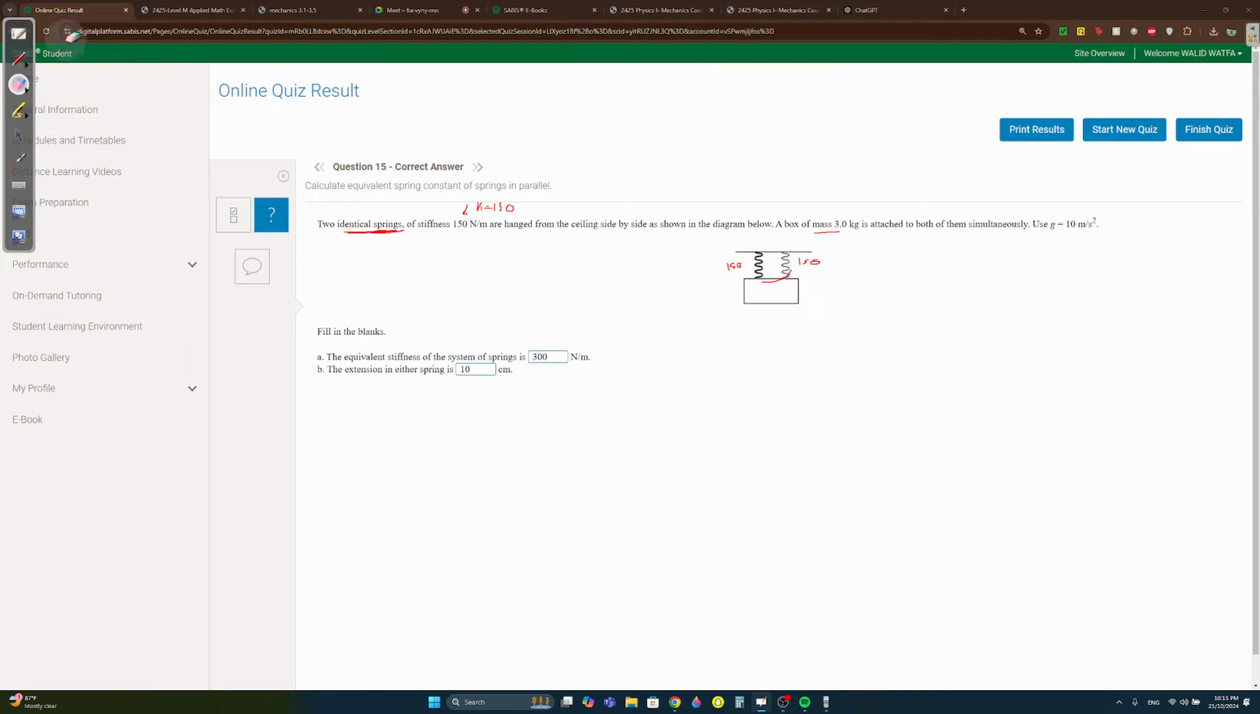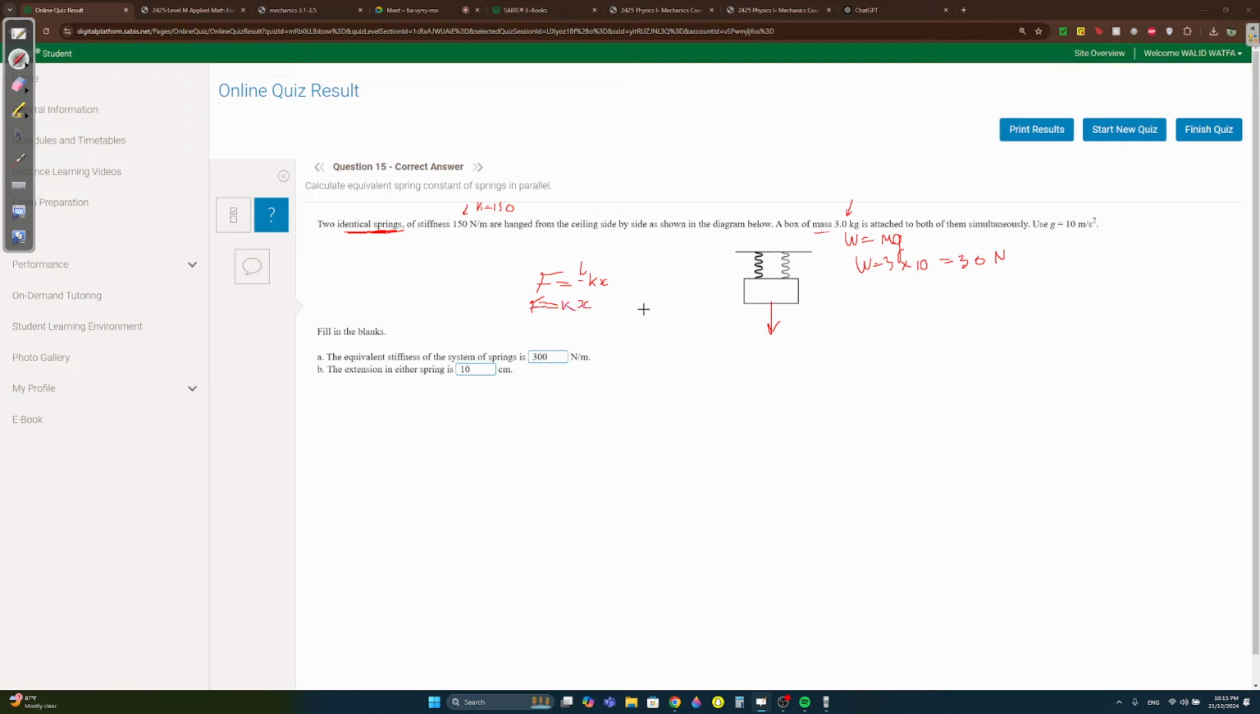What is the extension? You need to know first what's the force. You're hanging a box of mass 3 kilograms. What's the force when you're talking about weight? It's mass times g, which is 3 times 10, which is 30. So the weight is 30 newtons, the force acting downwards. What did we know about the extension? It's equal to minus kx, and for now, just do kx.